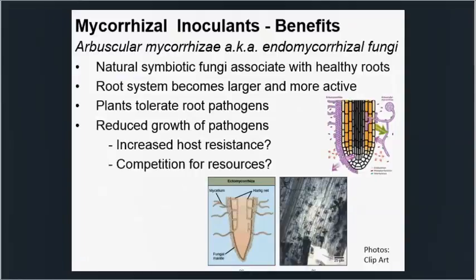Next, you can actually inoculate mycorrhiza into the soil. We talked about mycorrhiza back there. Myco is fungus, rhizo is a root. If you can have more of this, you end up with a root system that is larger and more active. You have a plant that will tolerate root pathogens better, and because of competition between these fungi and the bad fungi or other microorganisms, you have competition for resources, and you outcompete the bad guys. All right, and then we may very well increase host resistance, as in that systemic acquired resistance we just saw.